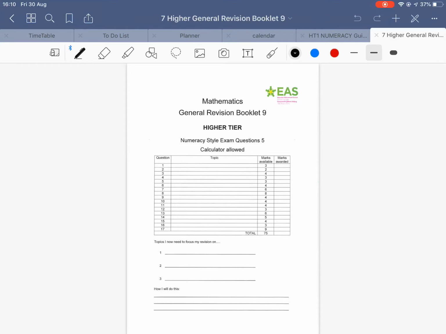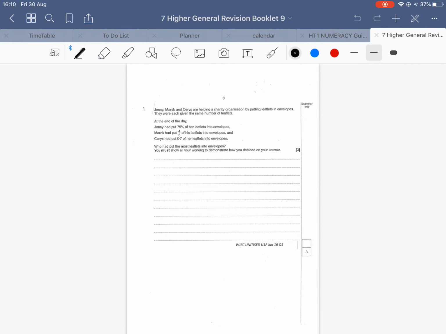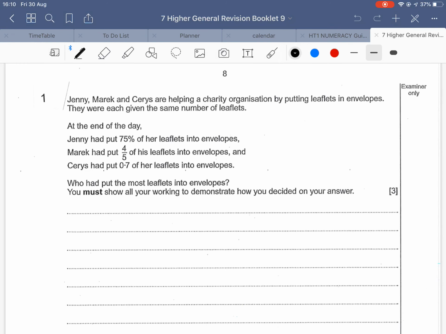Okay, this is General Vision Booklet 9, Higher Tier Numeracy Style Questions, and this is a calculator paper, so make sure you use your calculators. So Jenny, question 1. Jenny, Mark and Karis are helping a charity organisation by putting leaflets in envelopes.